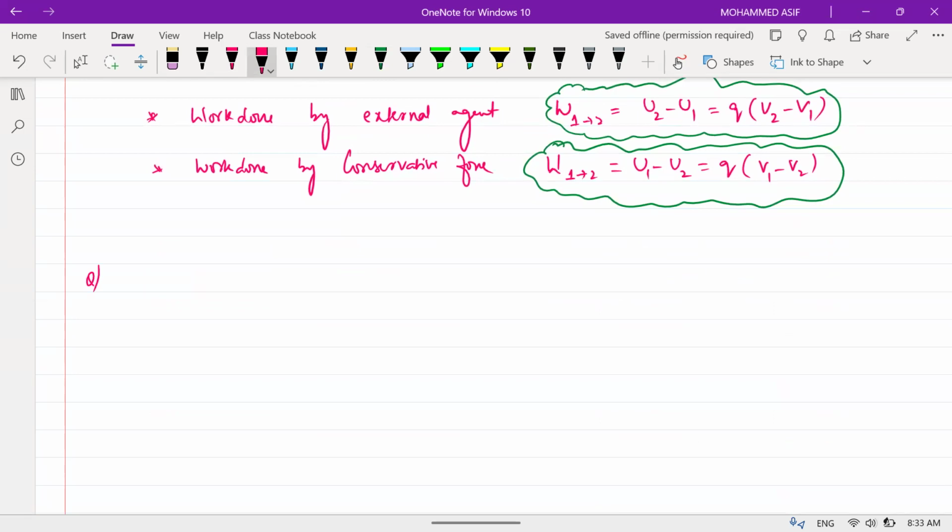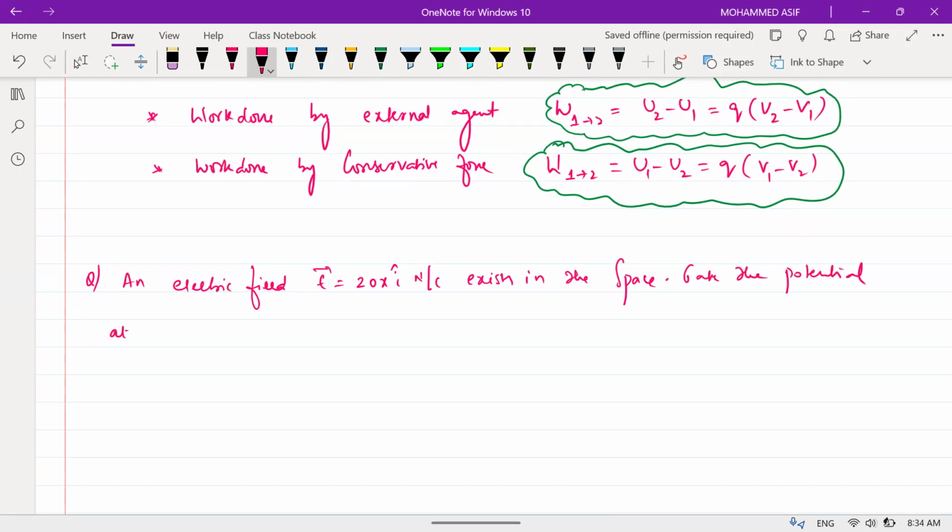Tell me the answer for this one. In an electric field, I already told you yesterday, E bar is equal to 20x times i Newton per coulomb existing in the space. Take the potential at 1 meter, 2 meter to be 0. Find the potential at the origin.